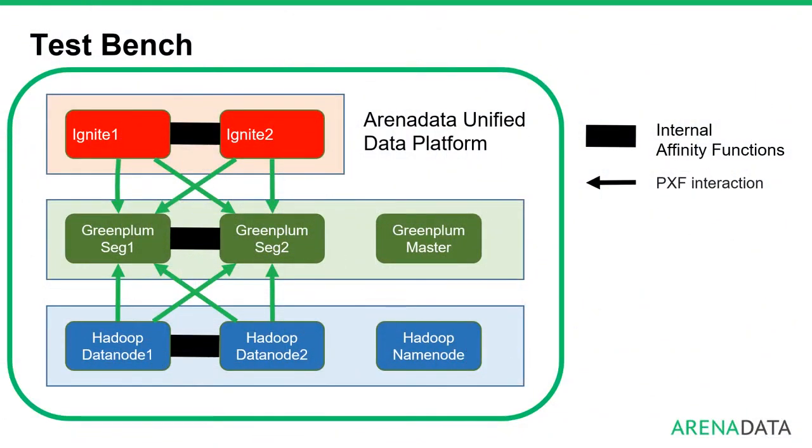Here is the schema of the test bench. I prepared this example especially for this event. As you can see here, we've got 2-node clusters for Hadoop, for Greenplum, and for Ignite as well, with 1 master node for the Hadoop layer and the Greenplum layer. The green arrows are the PXF interaction way. As you can see here, all segments in Greenplum, Ignite and Hadoop communicate with each other.